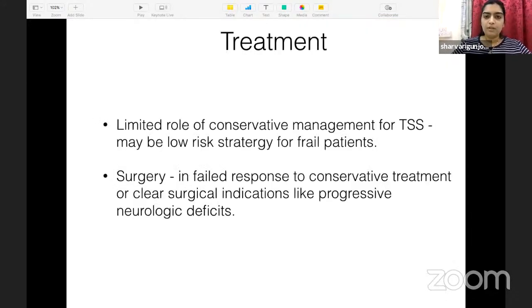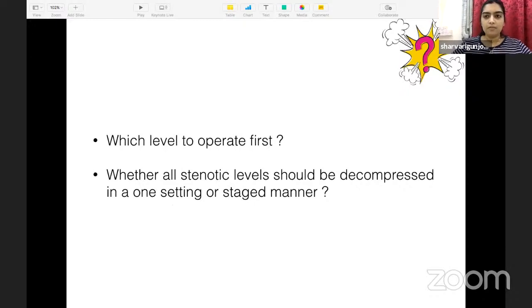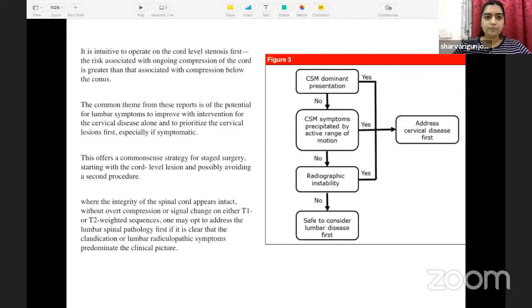So coming to the treatment, there is a limited role of conservative treatment in tandem spinal stenosis. It may be considered for patients who have a significant number of comorbidities and are not candidates for surgery. Surgery should be considered in patients with progressive neurological deficits or those who have failed conservative treatment. The question, however, arises which level should be operated first, and whether all stenotic levels should be decompressed in one sitting or in a staged manner.